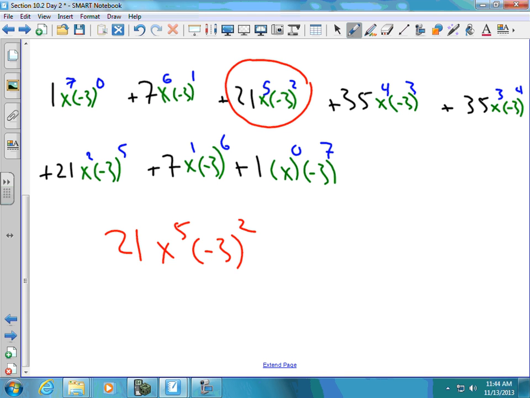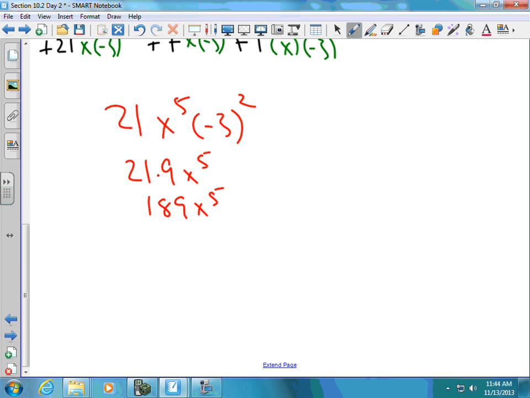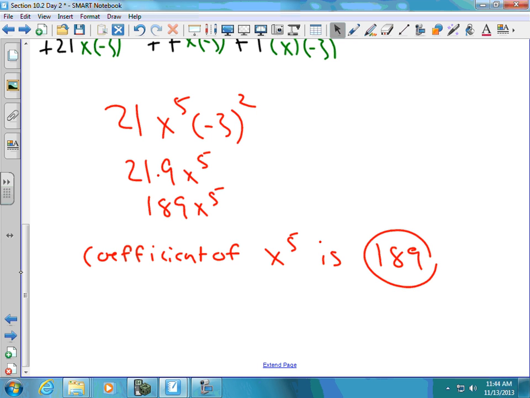So I get 21 times 3 squared, or 21 times 9 times x to the 5th. 21 times 9 is 189. So that's what that term would be. Instead of wanting the term, we want the coefficient. Well, the coefficient of x to the 5th is 189. Our answer is 189.